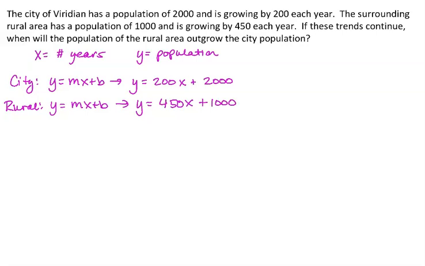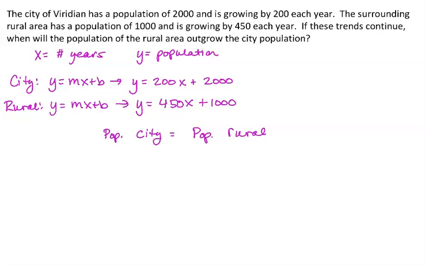So in each of these, x represents the number of years since we started counting. y is the population at that particular year. So we're interested in the population of the city. When will that match the population for the rural area? And then we're going to look at when does rural actually start to outgrow. So at the initial value, the city is larger than the rural, and at some point they're going to be equal to one another, and then the rural will start to be larger from there.